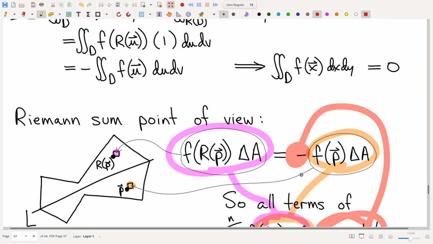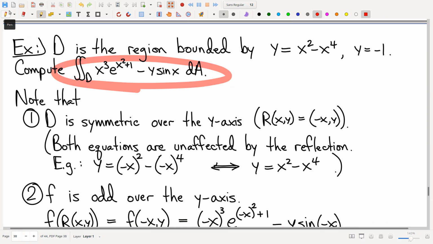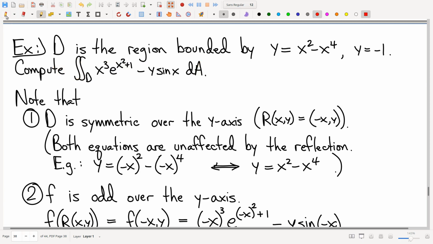Okay, so let's do one. Let's get our hands dirty. Here is the question. We want to compute this integral right here, over a region bounded by certain curves. So now, of course, in order to understand what I'm even dealing with, I do need to draw a picture. Oh gosh, where's the button? Here it is. I need to draw a picture here. And so let's see here. I'm going to just sneak in a quick picture over there.